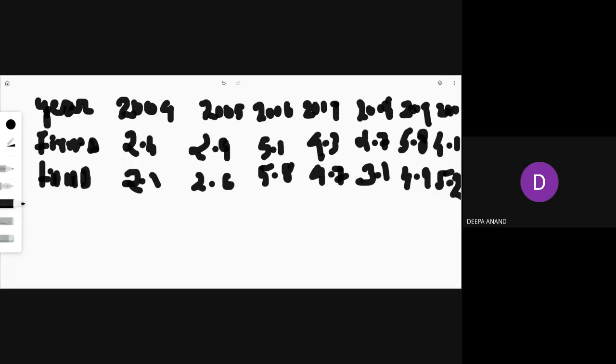So these are the figures. Any doubt with any particular number, please ask. This is 5.8, okay? 5.1 and 5.8. This is 8. And this is 5.2.